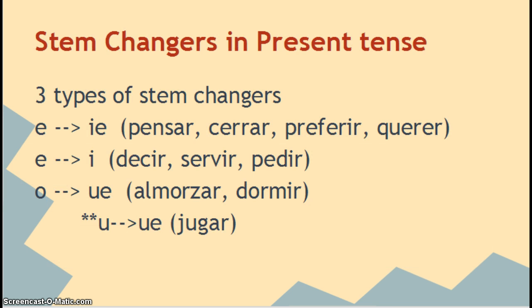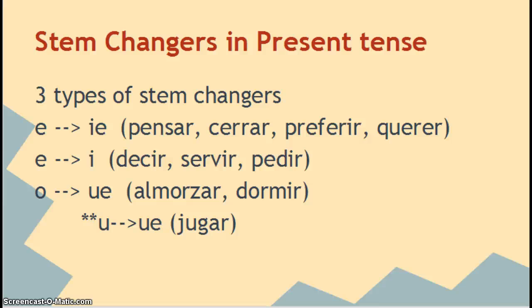Okay, real quick, we're going to talk about stem changers. There are 3 types of stem changers. E to IE, like pensar, cerrar, preferir, querer, which mean to think, to close, to prefer, to want, or to love. E to I: decir, servir, pedir, which mean to say or to tell, to serve, to ask for or to order. Then I've got my O to UEs, which is almorzar and dormir, to eat lunch and to sleep.